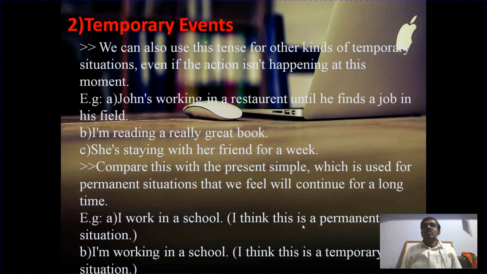Temporary events. It is just different from the first one that we have discussed. Temporarily happening things, a temporary job, a temporary task assigned by the boss, and temporary things can be explained with the help of this present continuous form. We can also use this tense for other kinds of temporary situations, even if the action is not happening at this moment. Even though the action is not happening at the moment, this can be explained with the help of the present continuous form.